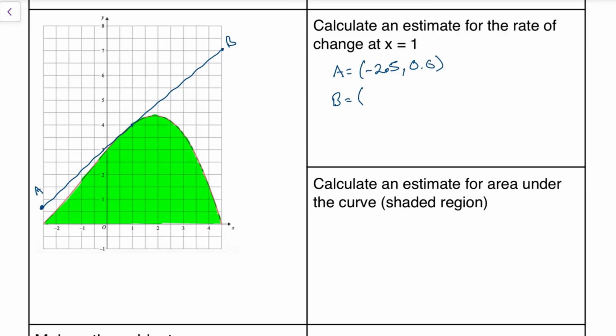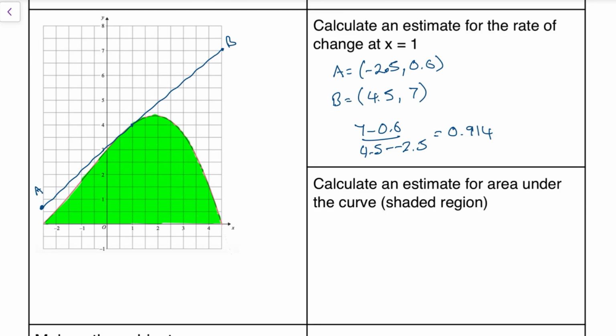B, probably a bit easier, so it's 4.5, and I'm just going to say that is on the 7, which means my gradient is 7 minus 0.6, divided by 4.5 minus 2.5. Get my calculator out, and that's going to be 0.914. Now, that's beautifully accurate, so 0.9 will do, because again, I'm doing it on an iPad. The line's not going to be great. I haven't used a ruler, all the other things that make this slightly inaccurate. But in an exam, somewhere between 0.8 and 1 is probably completely acceptable. Next question. Calculate an estimate for the area under the curve.